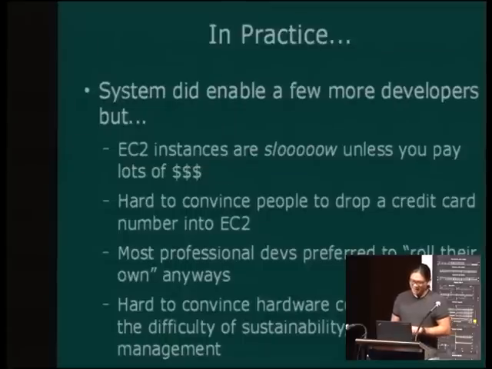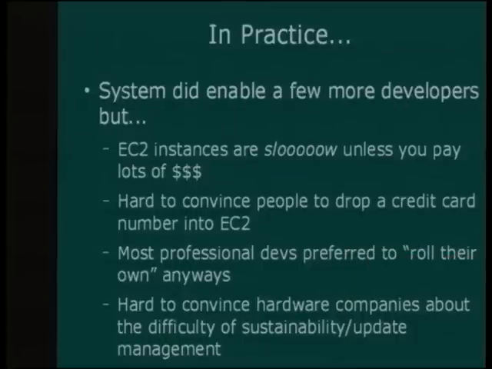One of the problems is that, well, the system did enable a few more developers, but EC2 instances are really, really slow unless you pay a lot of money for them. And the developers' profile is they want like 16 cores for about 15 minutes, and then they want no cores for like several hours. So unfortunately, EC2 was a really bad match for the problem, because in order to get 16 cores, you're paying a lot of money.